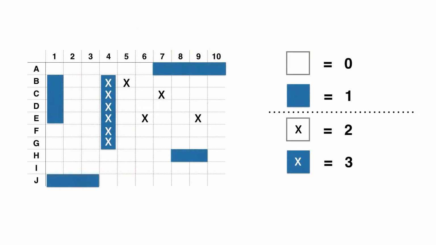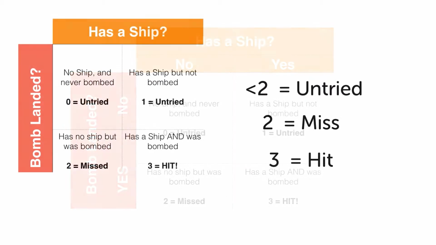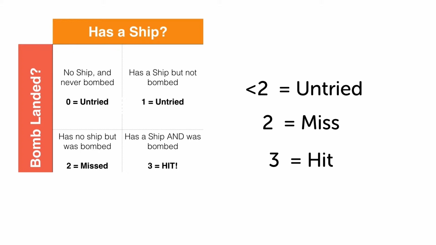Let's give each situation a number, starting with 0 for the most useless situation and working our way up. Doing so, we end up using numbers 0 through 3. In battleships, squares that haven't had a bomb dropped on them are considered to be untried. The only numbers that are really important are 2, a miss, and 3, a hit. In other words, anything that is less than 2 is untried.